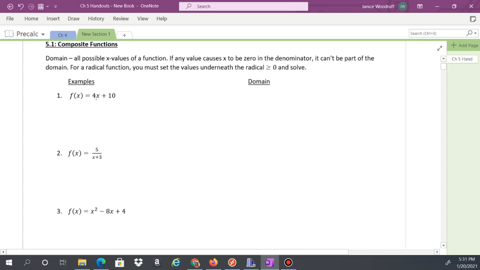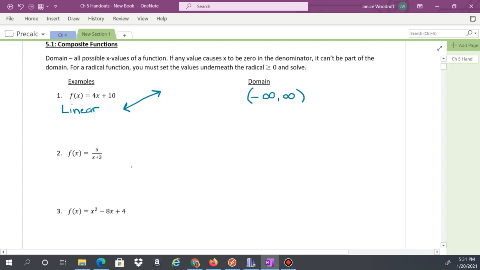Okay, so for a linear graph, this is linear here. Your domain is always going to be negative infinity to infinity, because we're going to extend in either direction towards negative infinity and infinity.